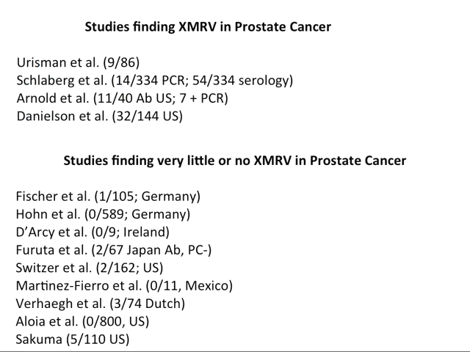So subsequently, many studies have been done in many different areas looking for the presence of this virus or viral sequence or antibodies to it in a variety of prostate cancer patients. And these are the studies that find the virus in prostate cancer. The original one from UCSF, 9 of 86. This is the one from Ila Singh at University of Utah. And then there were two others showing positivity in patients from the U.S., 11 of 40 positive for antibody in this study, 7 positive for PCR, and here 32 of 144 in the U.S. positive by PCR.